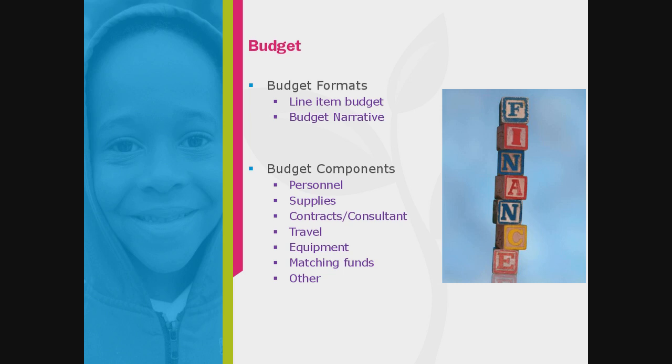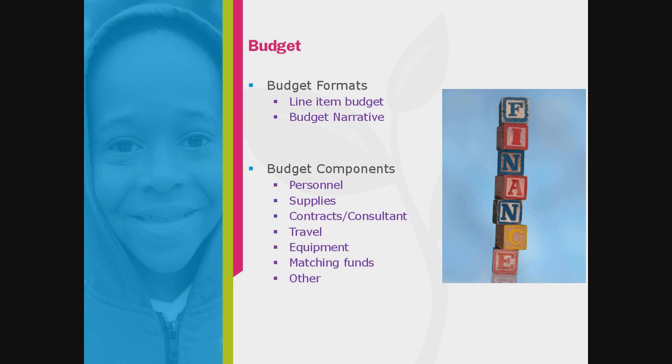So within grant applications, there could be two different formats for your budget. There could be a line item budget in which you're listing out all of the costs and associating each with a category or component. Or it could be a budget narrative, which is an opportunity to write out and describe how you came up with those line item budget amounts and why this budget item is needed within the implementation of the grant proposal.